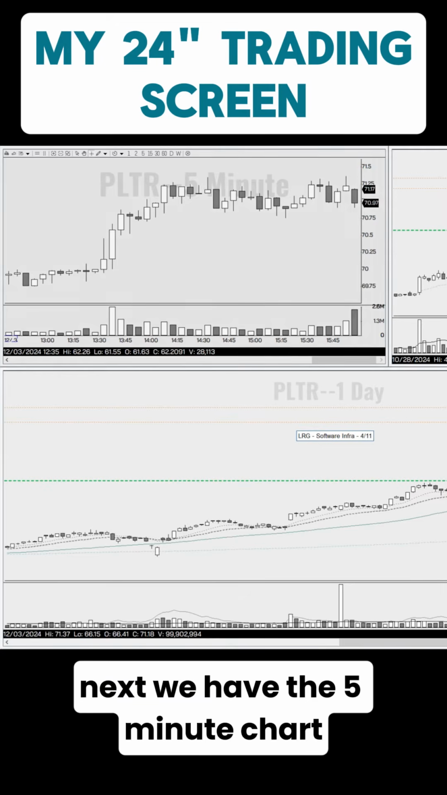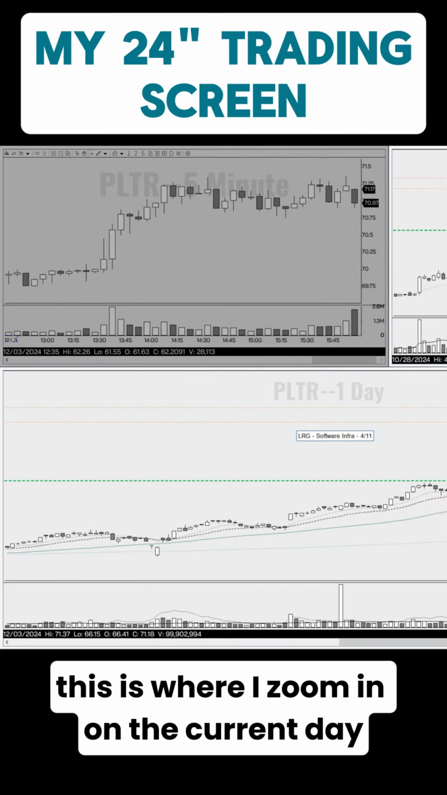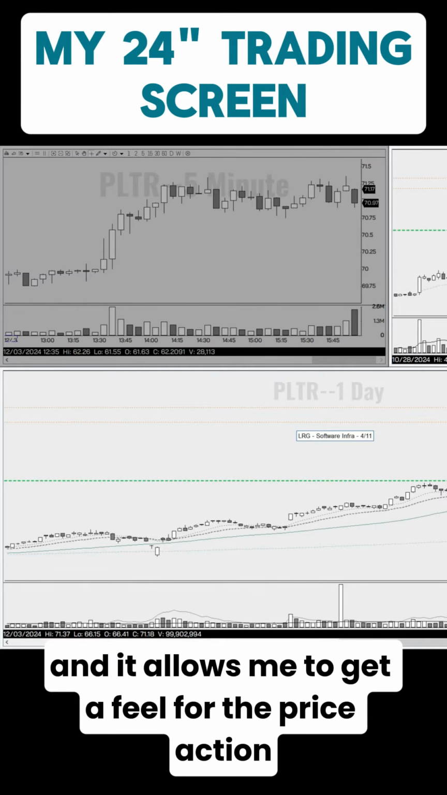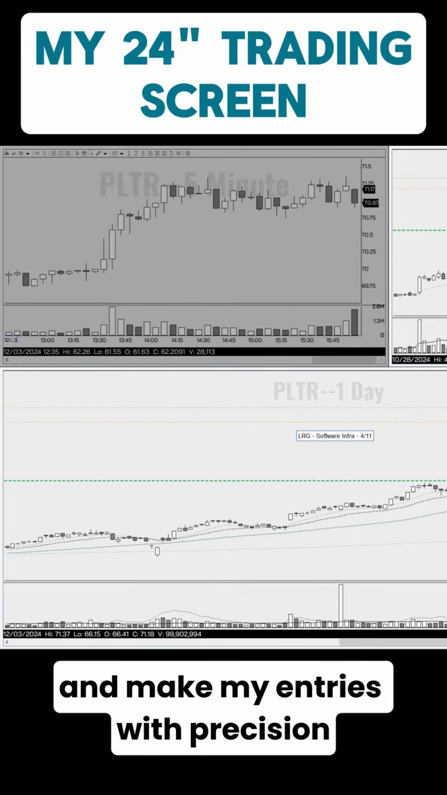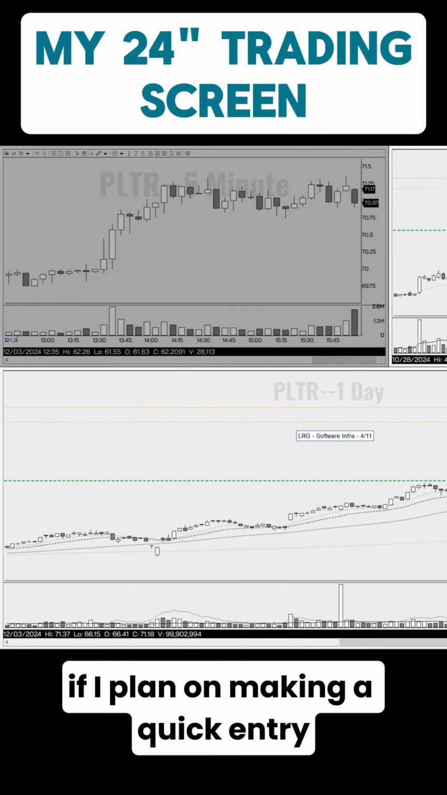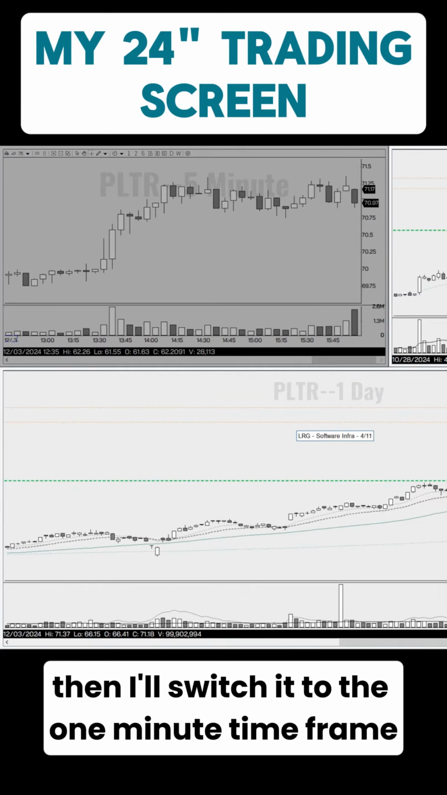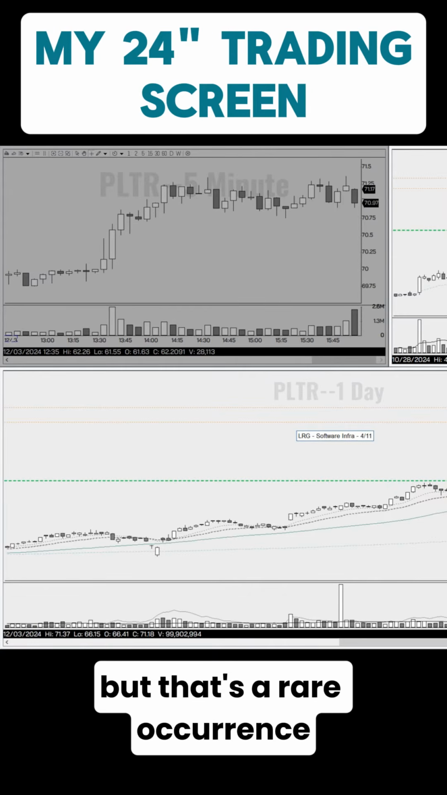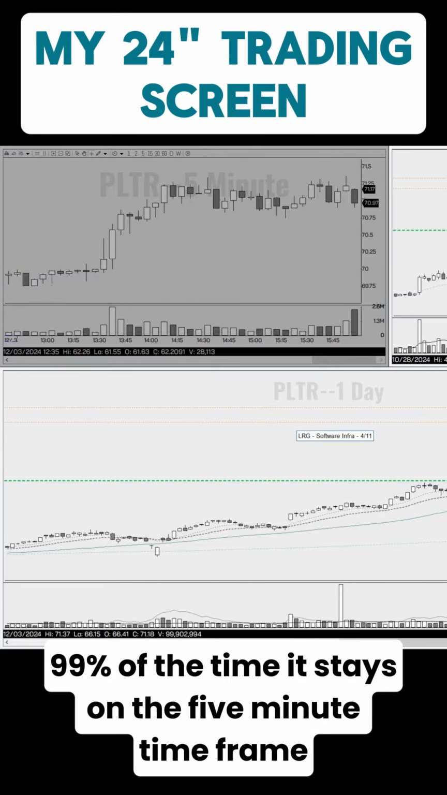Next we have the 5-minute chart. This is where I zoom in on the current day, and it allows me to get a feel for the price action and make my entries with precision. If I plan on making a quick entry, then I'll switch it to the 1-minute time frame, but that's a rare occurrence. 99% of the time it stays on the 5-minute time frame.